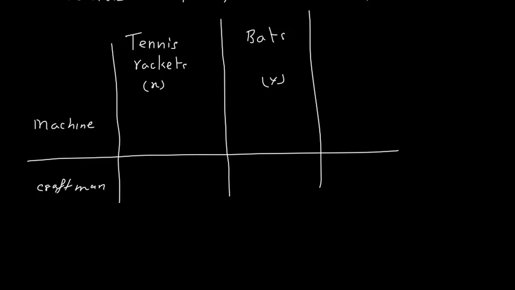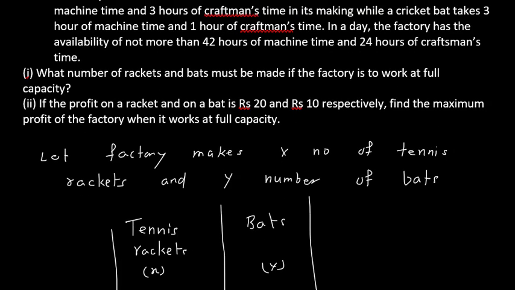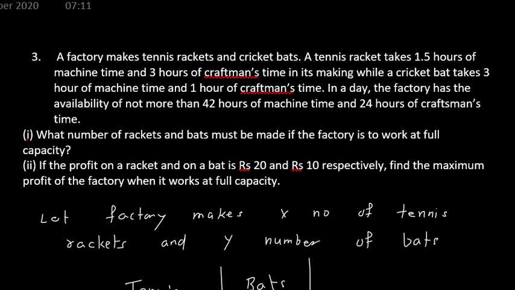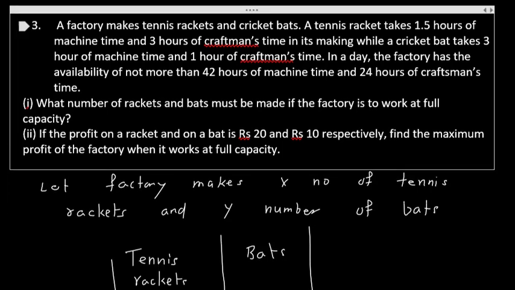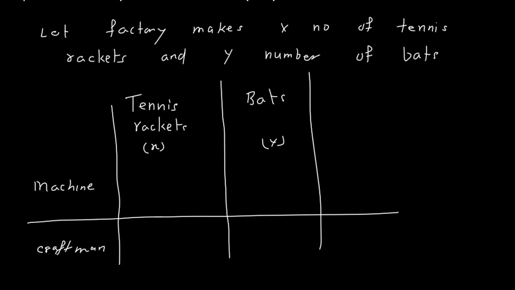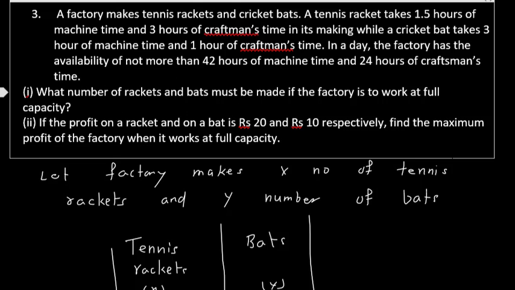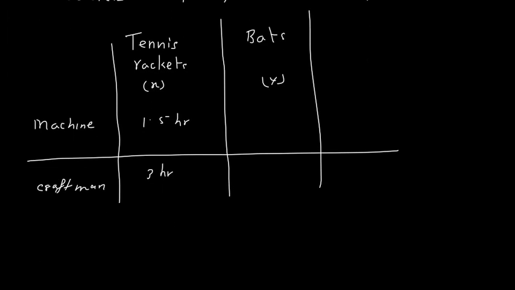So machine, to make a tennis racket, it is given a tennis racket takes 1.5 hours of machine and 3 hours of craftsman. So here it is 1.5 hours of machine and 3 hours of craftsman. And to make a bat, 3 hours of machine and 1 hour of craftsman. So 3 hours of machine and 1 hour of craftsman. Availability.